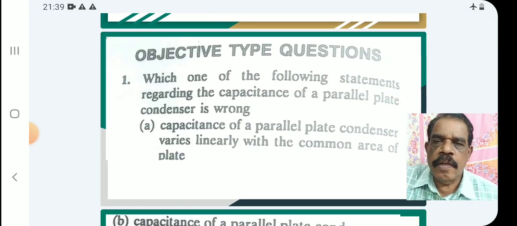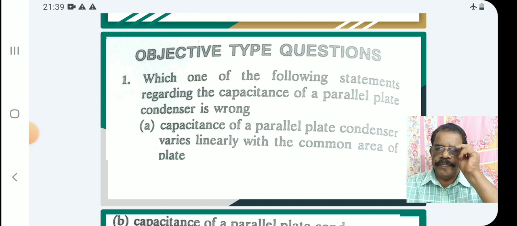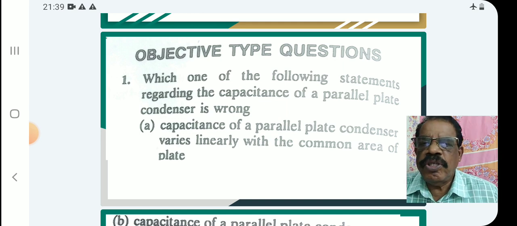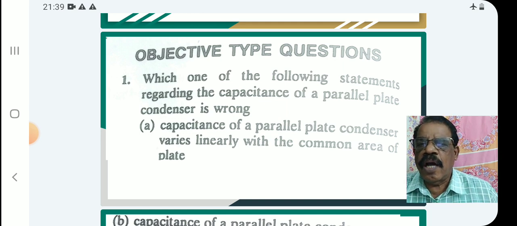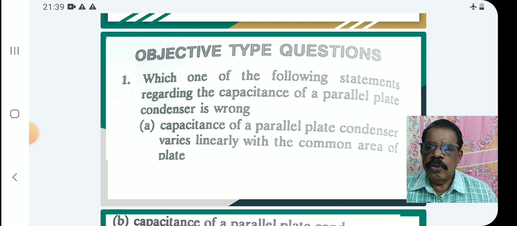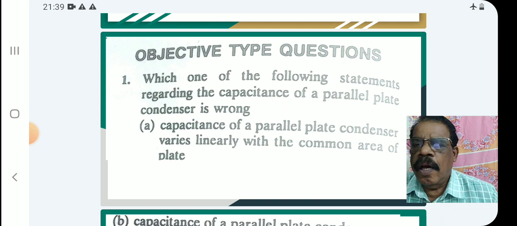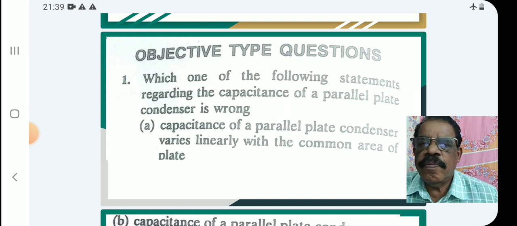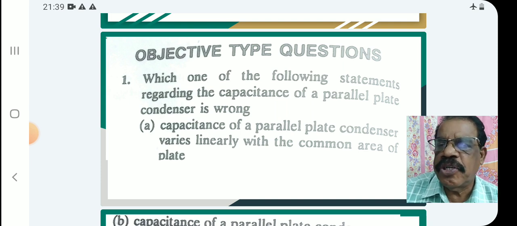And here is the first question. Which one of the following statements regarding the capacitance of a parallel plate capacitor is wrong?